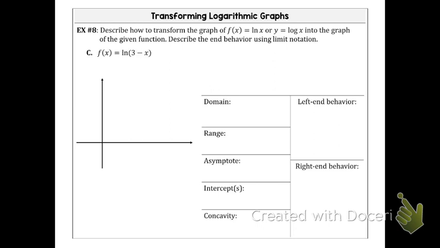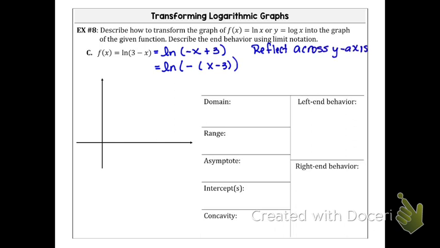All right, then moving on to example 8c. So this is just saying the natural log of negative x plus 3, which we can factor out that negative from. So it's going to be negative x minus 3. So we know that this graph is going to reflect across the y-axis, and then it's going to have a horizontal translation right 3 units.